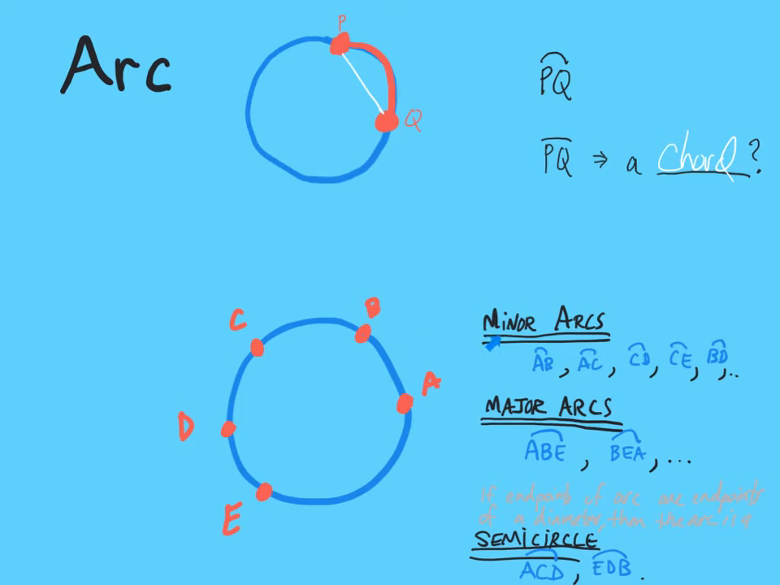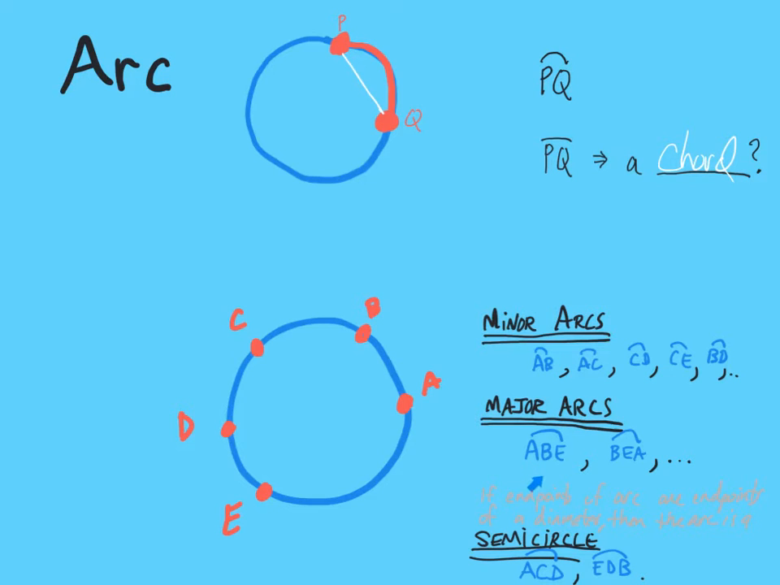All right, we do have minor arcs and major arcs. Minor arcs would be any arc which goes along the edge of less than half of the circle. So from A to B is a minor arc. From A to C is a minor arc. From C to D, if the arc covers less than half of the circle, it's a minor arc. A major arc will be an arc which covers more than half.